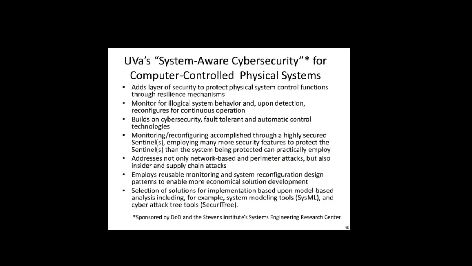We address insider and supply chain attacks as well as network and perimeter attacks. Our approach is not to say, here's an attack they could do, but to say, here's a consequence they could create. How would you reconfigure your system so that it can continue to do that function in the face of an attack that we don't know the details of? We just know that it's making the sensors and the control system not act in a continuous manner. What can we do?